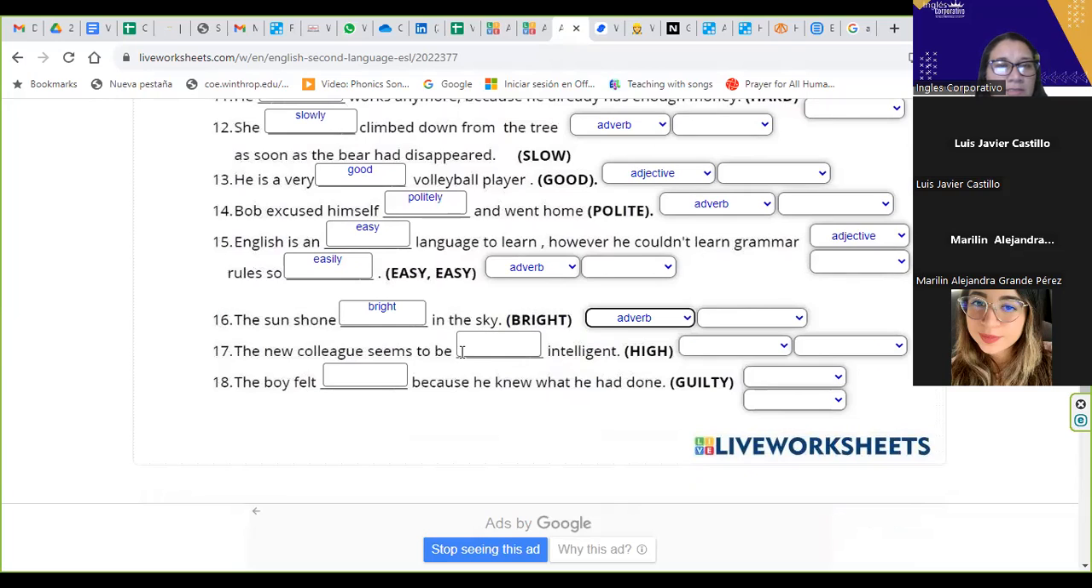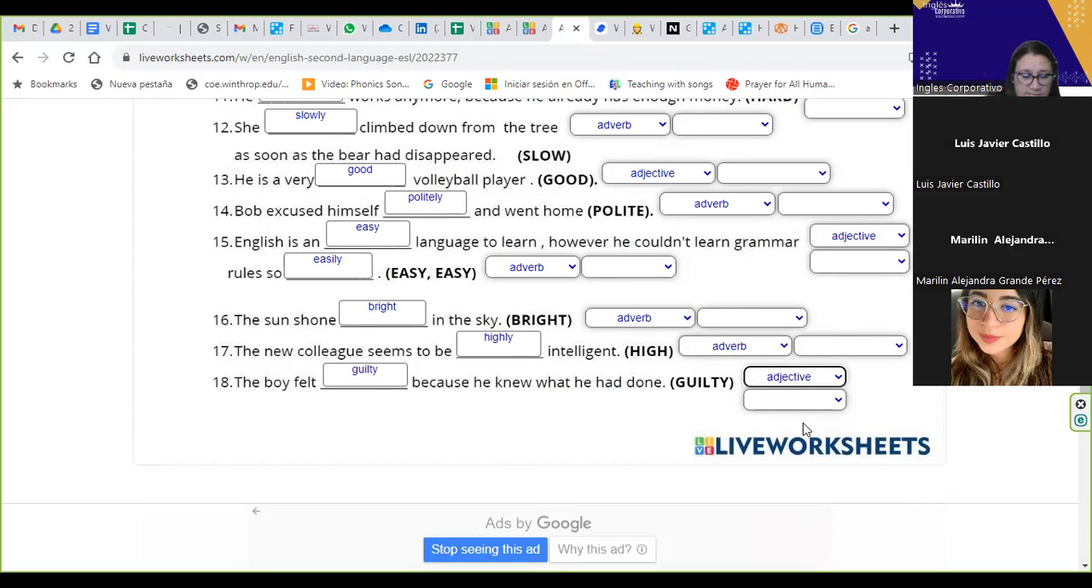The new colleague seems to be highly intelligent. Okay, an adverb to describe an adjective. And the boy felt guilty because he knew what he had done. All right, that would be an adjective.